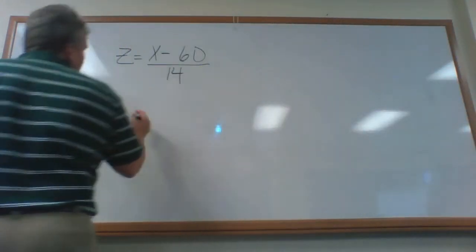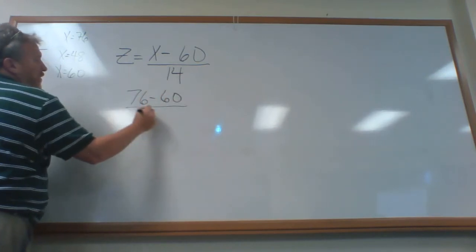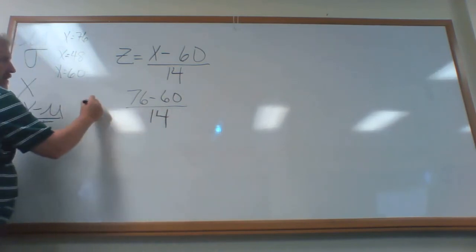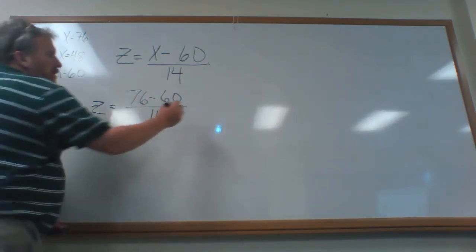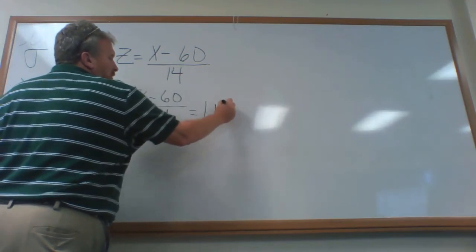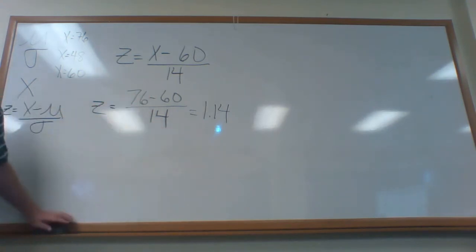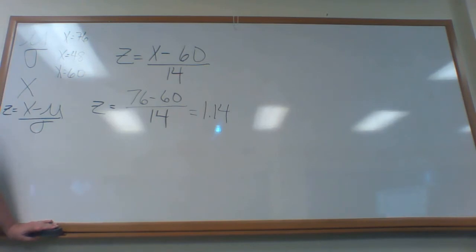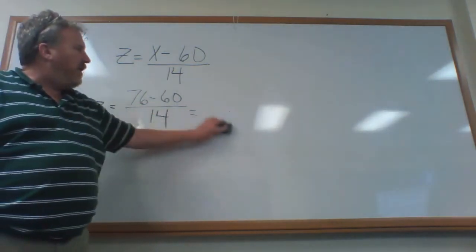So for the first one, we just say 76 minus 60 over 14. So that's 16 divided by 14 should be 1.14. Yes. Okay, so that's going to equal 1.14. And that's it. And to double check, you ask yourself, well, is 76 above or below the mean? It's above. So should the z-score be positive? Yeah. Is my answer positive? Yeah. Okay, you're done.